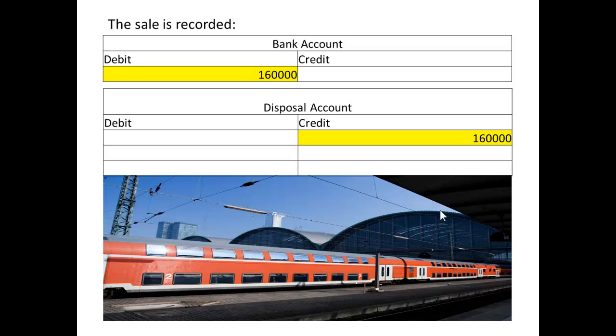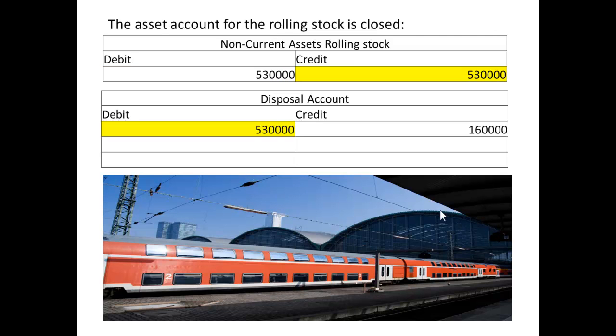To record the actual sale, we debit the bank account with the £160,000, and what we're going to do is start with our disposal account now, and we're going to credit the disposal account with £160,000. So we now have a double entry for the sale. Debit the bank account, credit the disposal account.